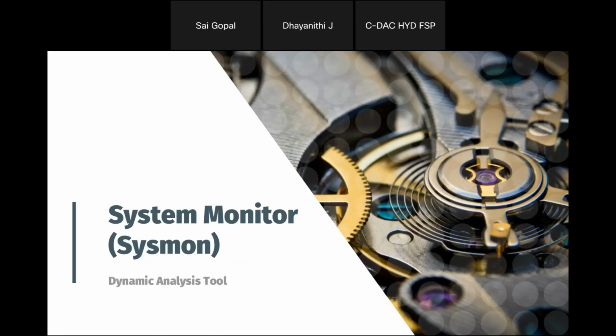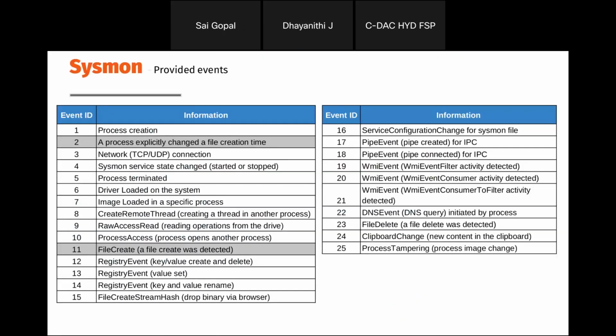In order to use this tool, we need to download this software and install it on the system. Only then will Sysmon filter out the events. Okay, so these are the events that Sysmon will provide: process creation, process explicitly changed file creation time, network connections, Sysmon service state changed, process terminated, driver loaded on the system, image loaded in the specific process, create remote thread.